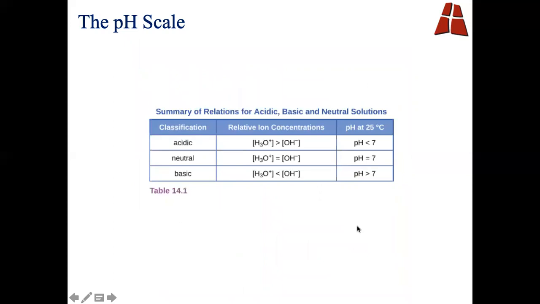Just in summary, in case it was missed on an earlier slide, things are acidic when we have more hydronium than hydroxide, things are neutral when they're equal, and things are basic when we have more hydroxide than hydronium. Those are the corresponding pH values.